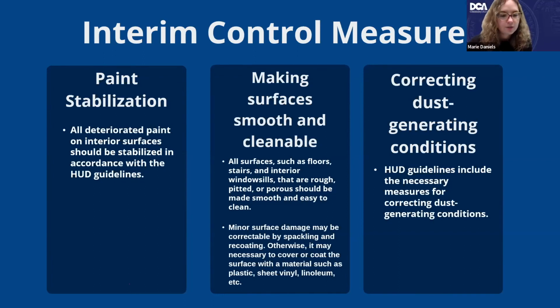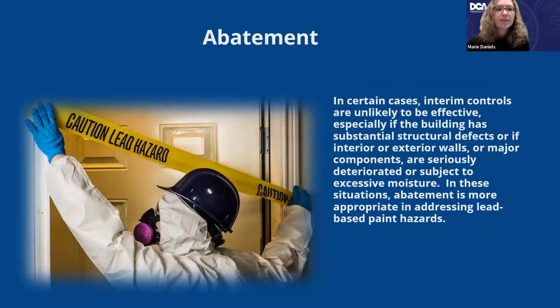On the other hand, you have abatement. Now, abatement completely resolves any exposures to lead-based paint hazards for the residents of the dwelling. In certain cases, interim controls aren't really effective, especially if the building has a lot of structural defects or any of the major components are really deteriorated or even subject to excessive moisture, because that moisture is just going to continue bringing that lead back up to the surface. So in those situations, interim controls won't really be effective, and abatement will be more appropriate to address those hazards.